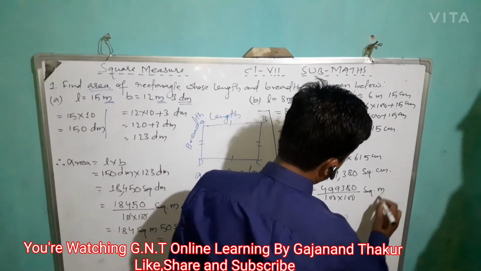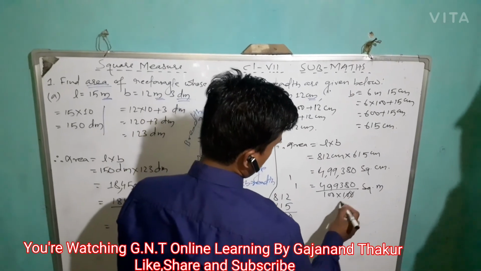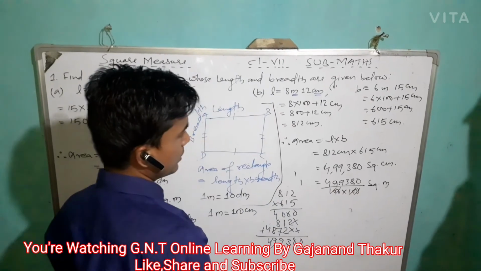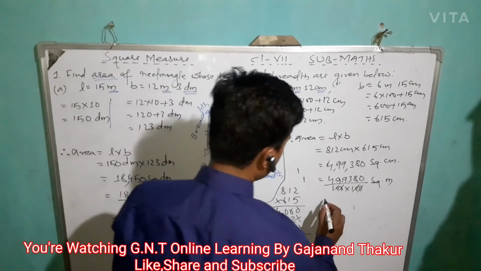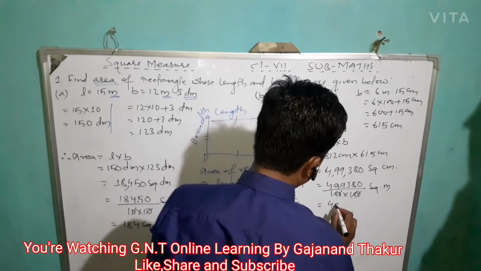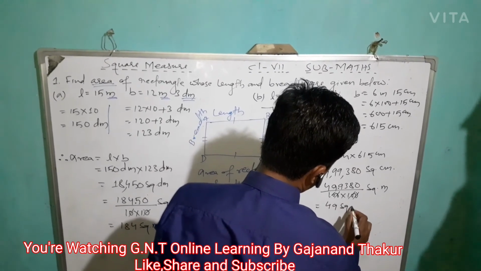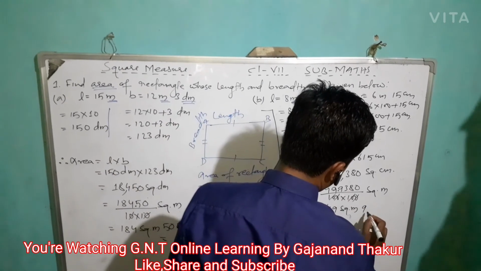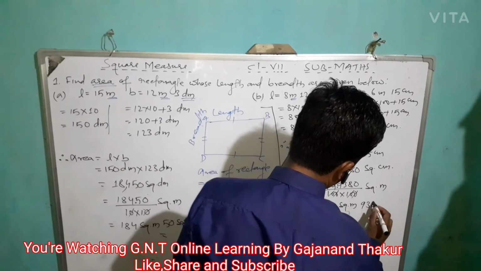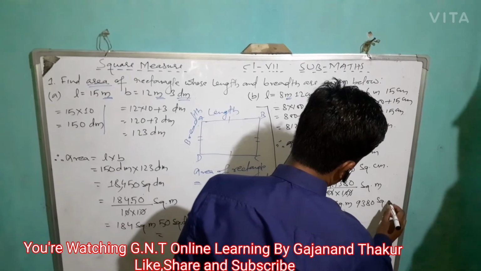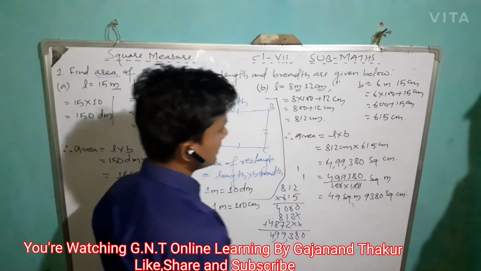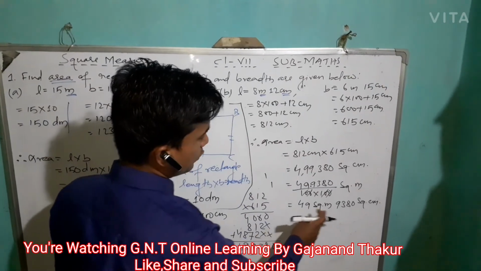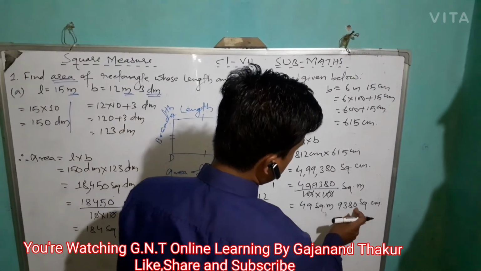Now 1 2 3 4, 1 2 3 4, we got this much. So it will be 49 square meter. Then we got here 9380 square centimeter. This is the solution of this question: 49 square meter and 9380 square centimeter.